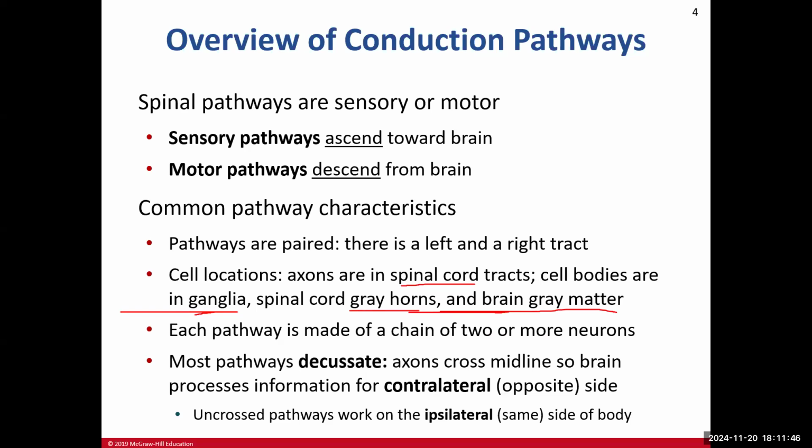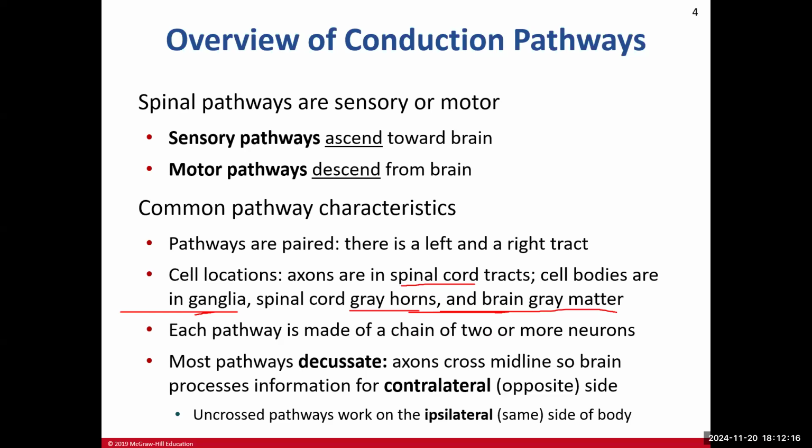So as we learn these pathways, we're going to learn that these pathways are like a chain. Just like a chain can have several links in it, these pathways are going to have at least two neurons. So you're going to have a primary and a secondary neuron. Sometimes you'll have more. You can have a third one in there too. So you're going to have at least two neurons in this chain.